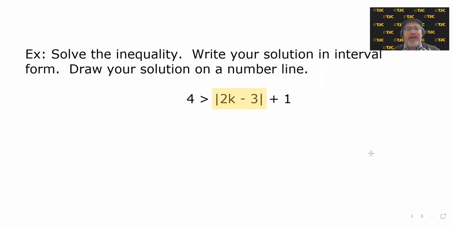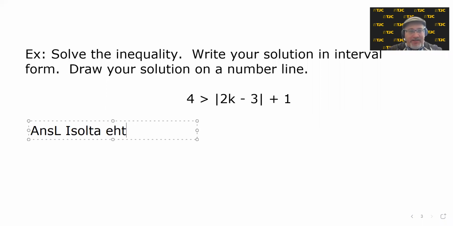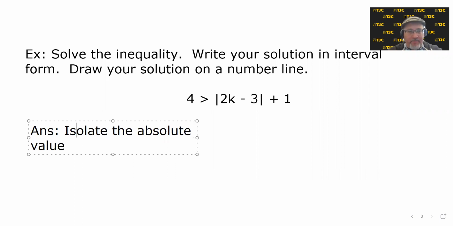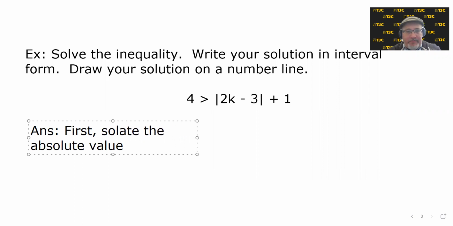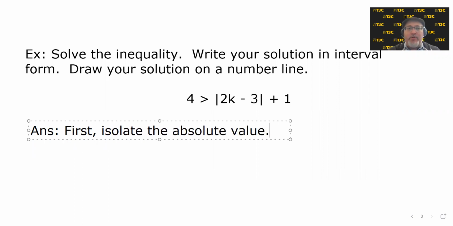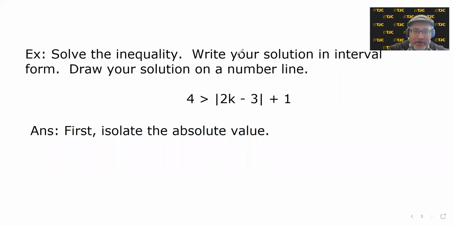Well, the first thing we should do is isolate the absolute value. So we'll start that as our first move: isolate the absolute value. And we'll put first in front of that because we should really do that. All right, so if we're going to isolate the absolute value, then we need to do the move that would get the absolute value by itself. And I think that move is fairly obvious.